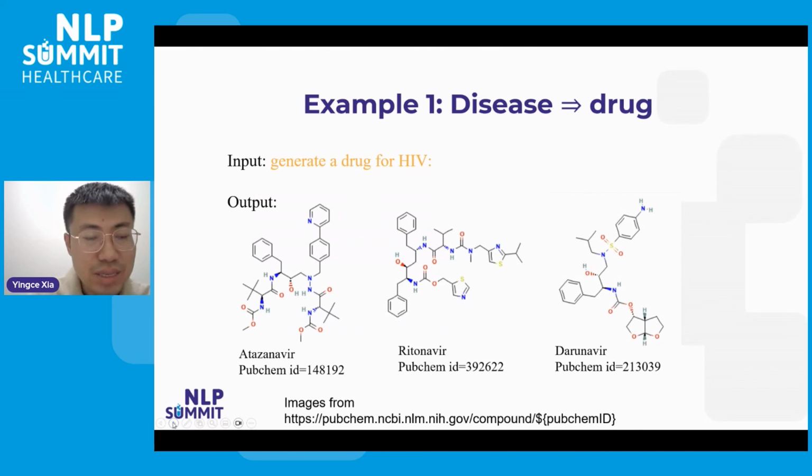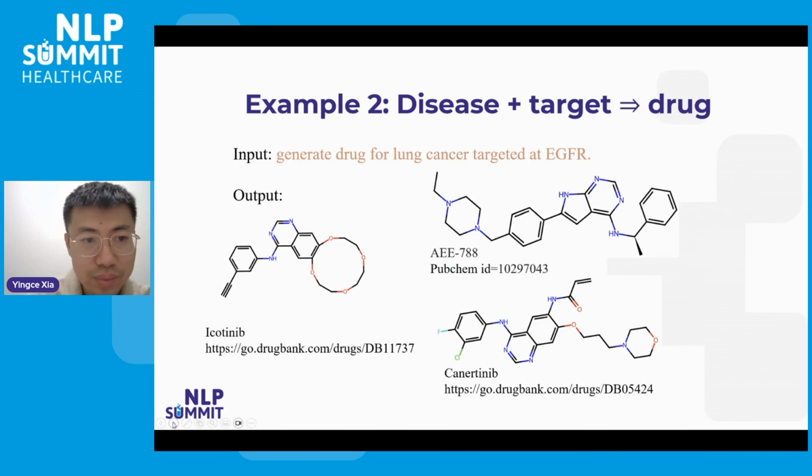Okay, let's see several examples here. For the first example, the input is a disease and the output is a drug. And here the example is to generate a drug for HIV, where HIV is the disease. And we show three cases here, where our model generates several candidates, and the three are all drugs for HIV.